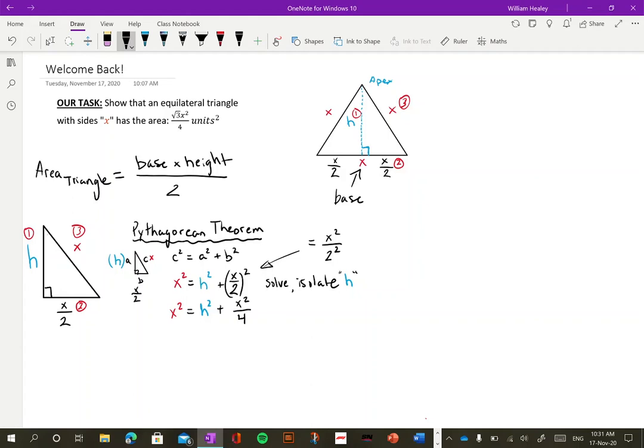Now I want h on one side. h remains here. We're going to keep h. However, what we need to do is subtract x squared over 4 from this side, which means we need to do it to the other side. We're going to subtract x squared divided by 4. When we do this, the left side of the equation will look like this: x squared minus x squared divided by 4. That is going to be equal to h to the power of 2.